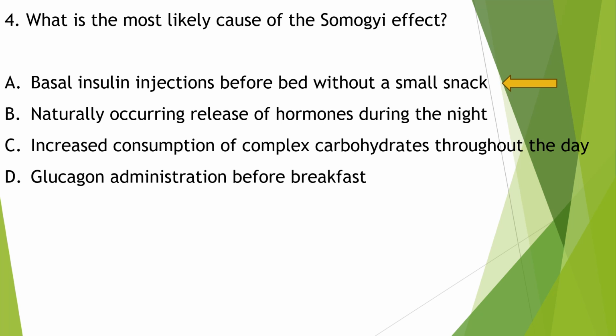In that circumstance, the blood glucose levels drop and the body responds in the same way as in the dawn phenomenon, that is, releasing growth hormone, cortisol and catecholamines in an effort to increase the blood glucose by releasing glucose stores from the liver.